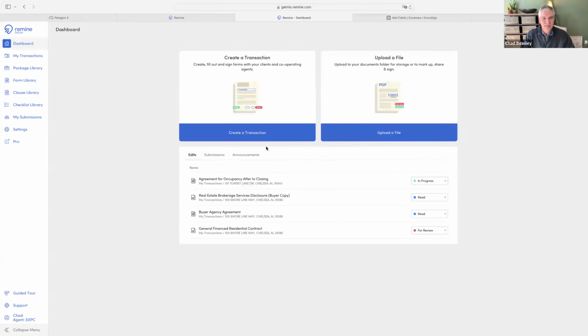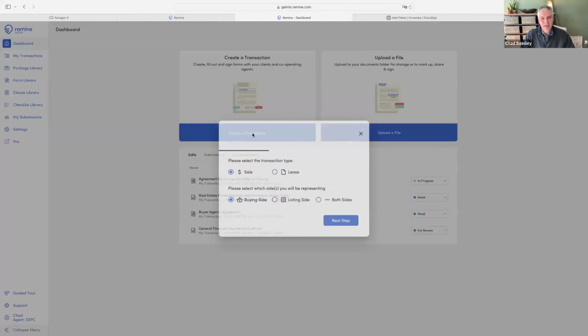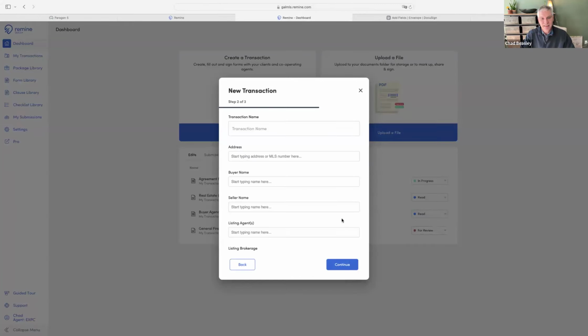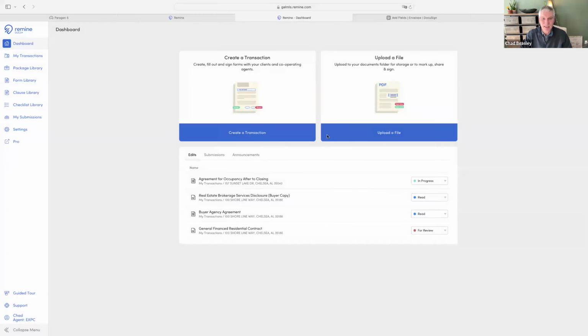And you just go in here and you can create a transaction. If you're doing a sale, it's the buy side. Next step, you can put in the transaction details and it pops all that stuff in there. There's a forms library where you can pull most of the stuff you need. But if something you need isn't there, you can upload it as a PDF, so it's pretty friendly. I've used it a couple of times.